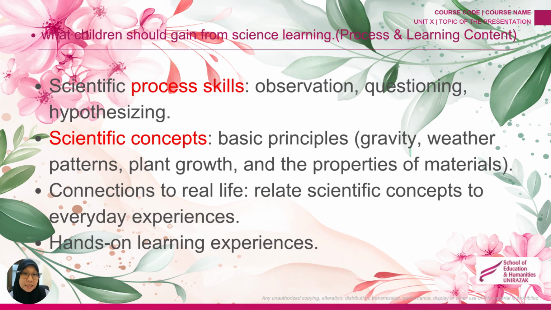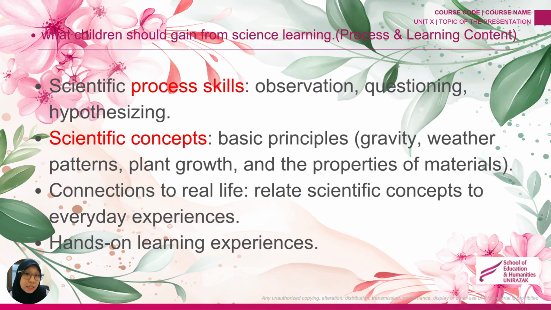The first one is scientific process skill. These are the very essential scientific process skills, which include the skill to observe, questioning, and also hypothesizing. Children basically learn how to think like a scientist. They will observe, ask questions, and make predictions. This very foundational skill will inspire the children to investigate, to inquire about whatever is happening around them.